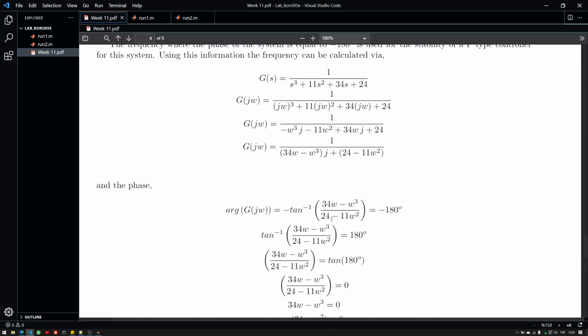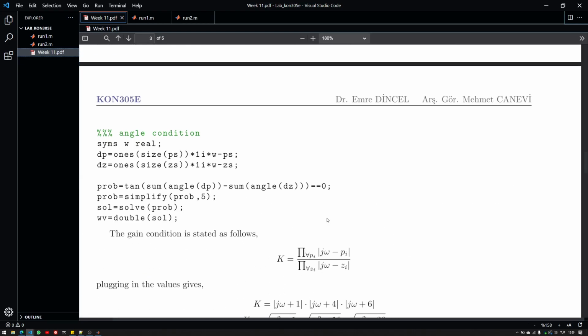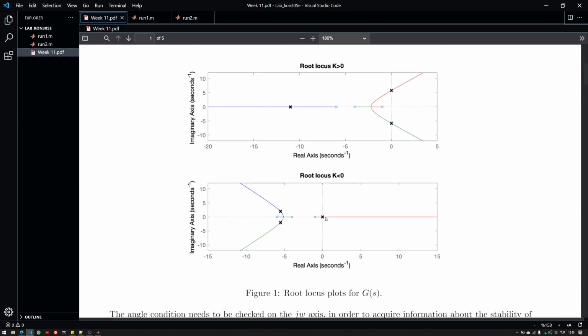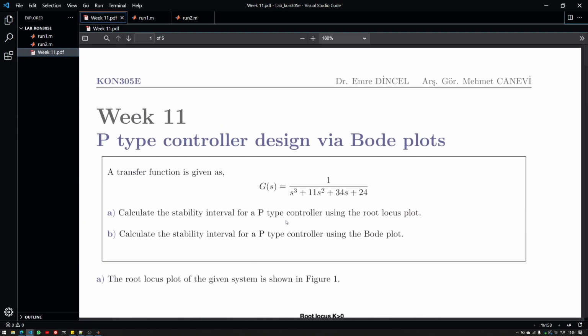So yeah. Now, in this lesson, we've seen how to evaluate the stability of a system using the root locus method and the Bode method. So, see you later then.